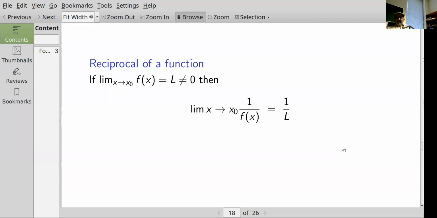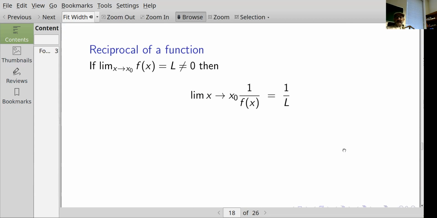So again, the reciprocal of a function. The proof is in your text or in some text, anyways. If the limit as x goes to x naught of f of x is equal to L, then the limit as x goes to x naught of 1 over f of x is equal to 1 over L. So what are you going to need to do? You're going to need to consider the difference between 1 over f of x minus 1 over L. And you don't know what that is. We haven't told you really anything about f, right?